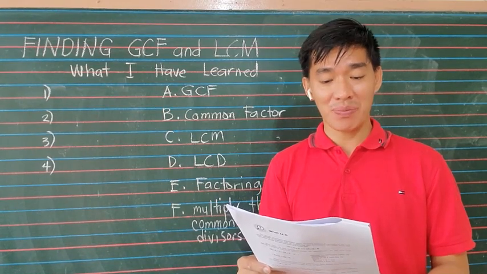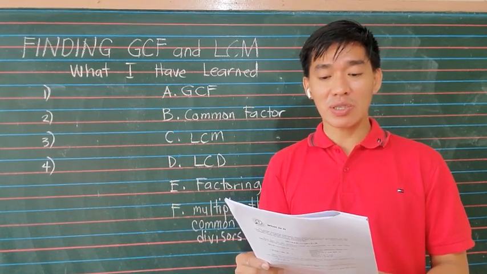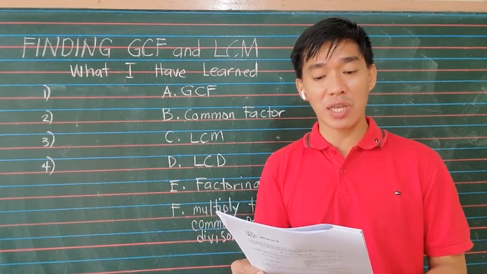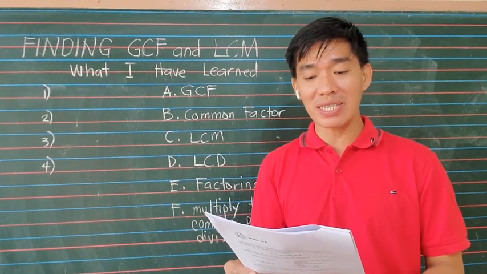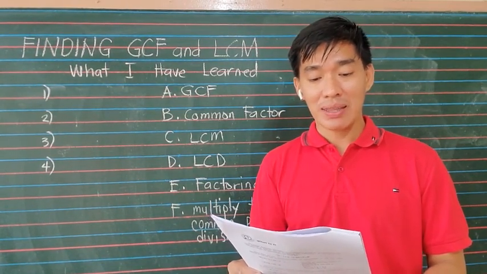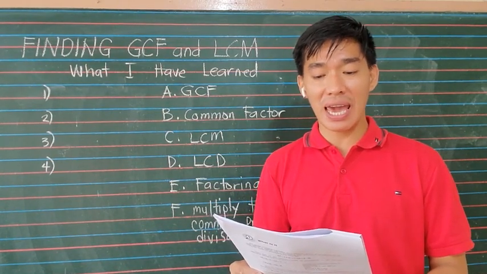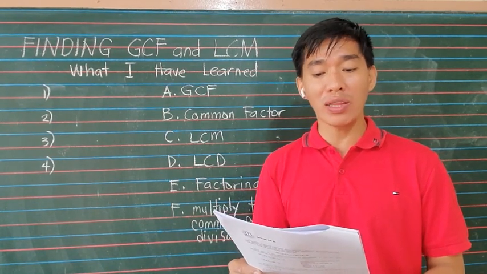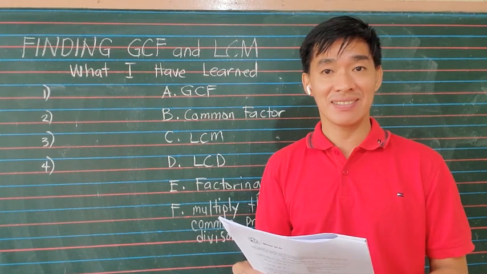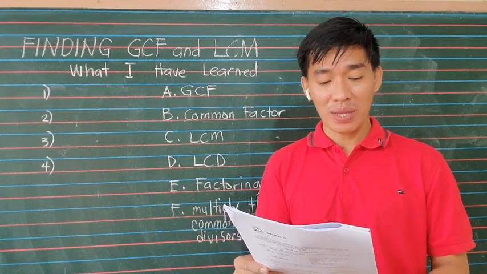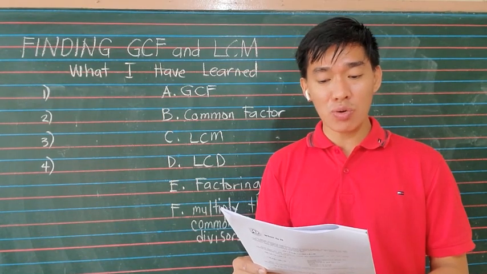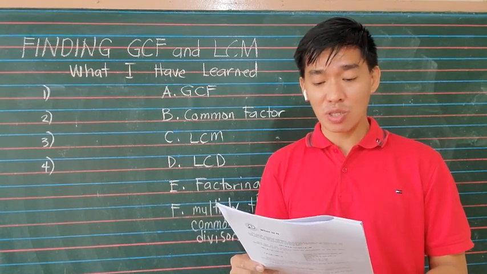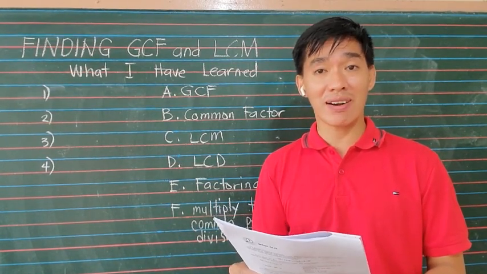Question number 3. This is done to determine the LCM of 2 to 4 numbers using continuous division for all numbers in a set. Question number 4. The greatest factor that 2 or more numbers share.